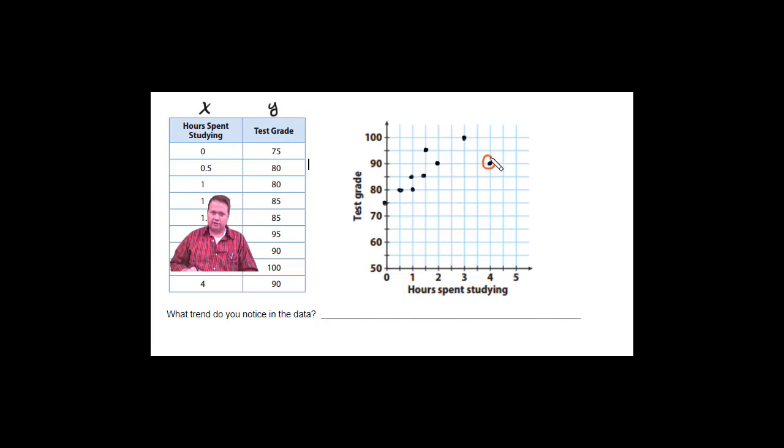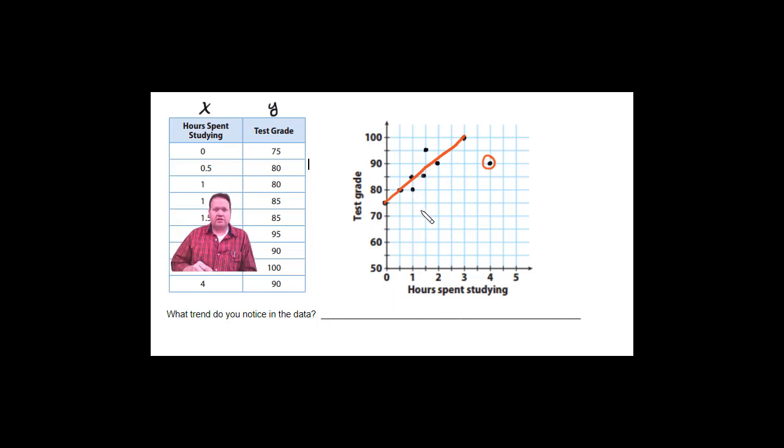One of the words we give to a dot like that is an outlier, somebody that spent a lot of hours studying and their grade really wasn't that much better than somebody that studied less. But we're going to draw a trend line, and I'm going to sketch one. I want to draw a straight line that kind of goes through the middle of all the dots.